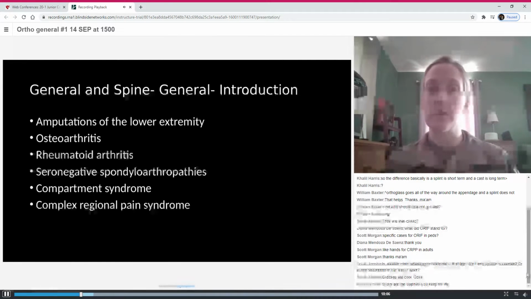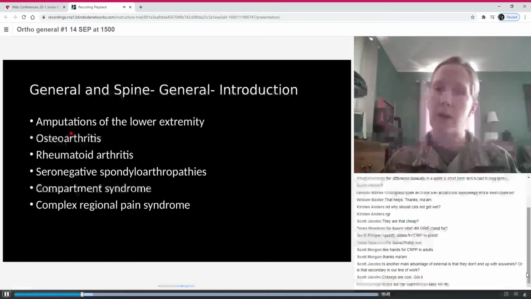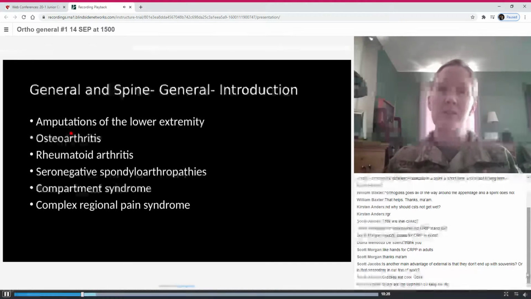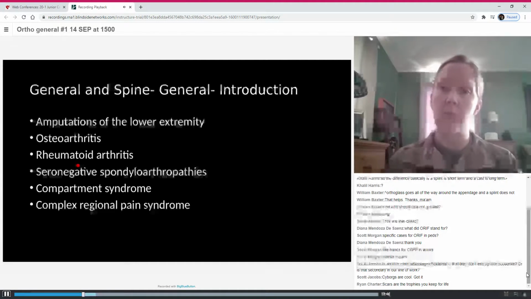So we're going to talk about amputations of the lower extremity, osteoarthritis, rheumatoid arthritis, the seronegative spondyloarthropathies, compartment syndrome, and complex regional pain syndrome. Especially with these 3 arthropathies, these are going to be building blocks that we'll need for other conversations that we have down the line. So you'll see that they're very general and they cover a lot of things, a lot of different body parts. But these are the systemic guides to the more specific joints that we'll apply them to later.